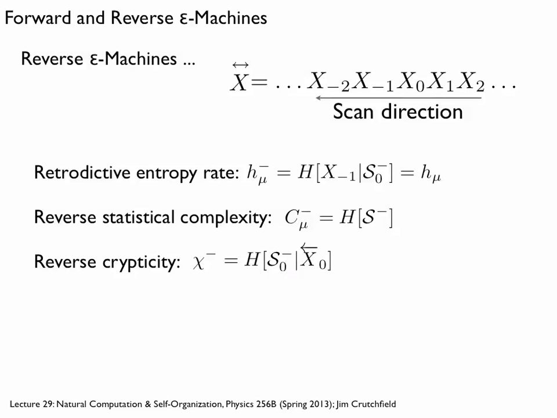And we have our quantities. We have what we might call the retrodictive entropy rate. We're using futures to predict the past, and certainly the next symbol, scanning in the reverse direction, but that's h mu. We have the size of the reverse epsilon machine, c mu minus, just the Shannon information over the reverse causal states, and similarly we have a reverse crypticity. All these quantities are going to come back and help us get some sense of how to describe a process in a time-agnostic way. So this is the uncertainty in the reverse causal states given the pasts.